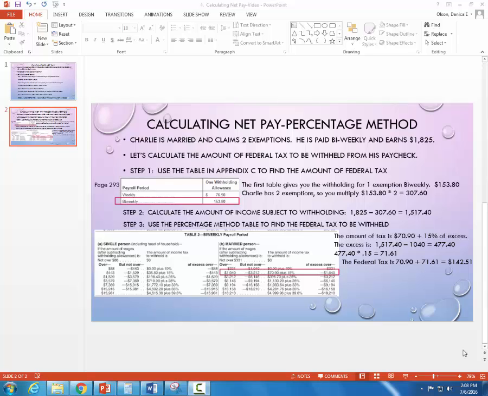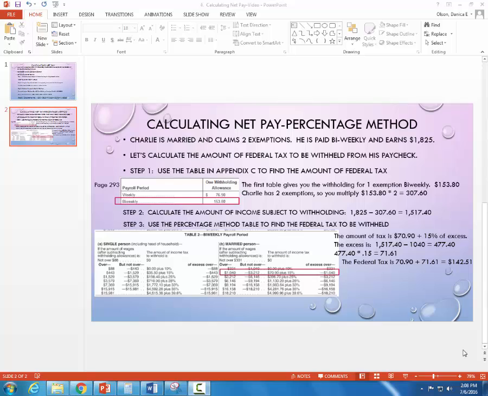Our next step is to take the $307.60 and subtract it from his wages to calculate the amount of income that is subject to withholding. $1,825 minus $307.60 is $1,517.40. We are now ready to use the percentage method table to find the federal tax to be withheld. This table is found on page 294 in your book.